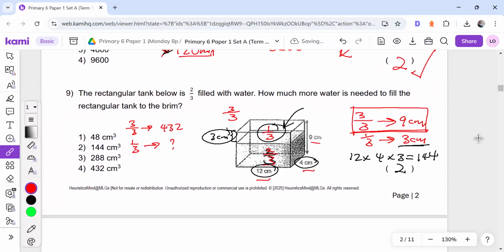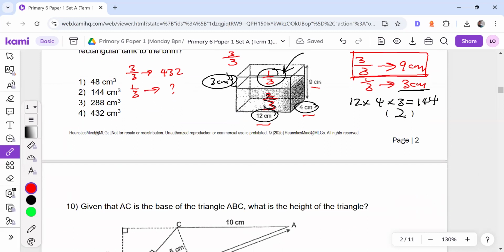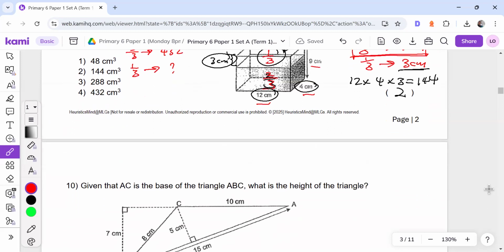Question 9. Done already? Clear so far? Okay. So, Charlene, are you okay? Okay. All right, let's move on to question number 10. Question number 10. Okay, copy idea.